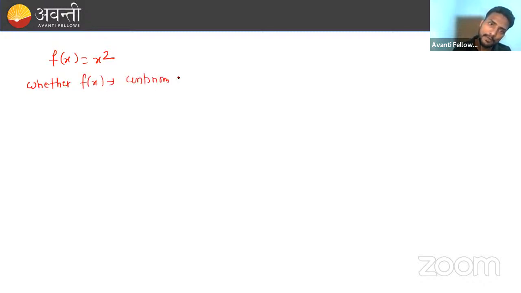Suppose we have a function f of x equals x square, and we have to check whether this function is continuous at x equals 1 or not, right? I am saying that whether f of x is continuous at x equals 1 or not. We have to check it at x equals 1. We already know the graph of f of x equals x square.